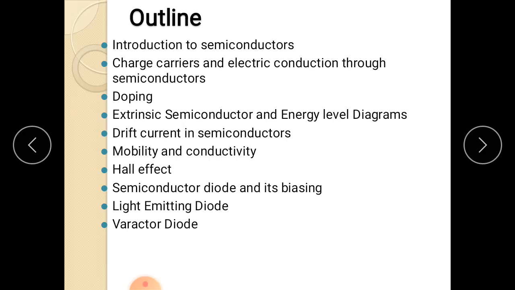These are the applications of semiconductors. How they work, we will discuss in this unit. Light emitting diode, that is LED, and last varactor diode. These are the applications of semiconductors we have to study in this unit. So these are the outlines for unit 3. So we start from the basics.